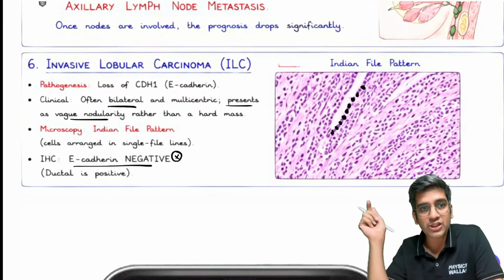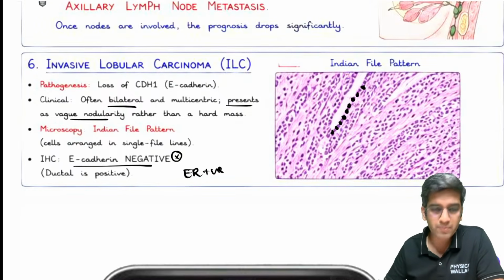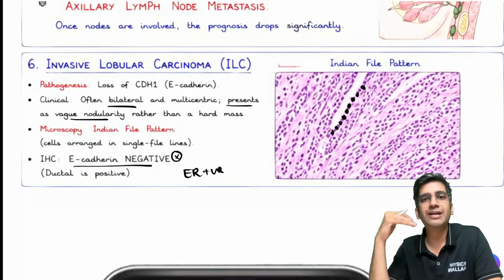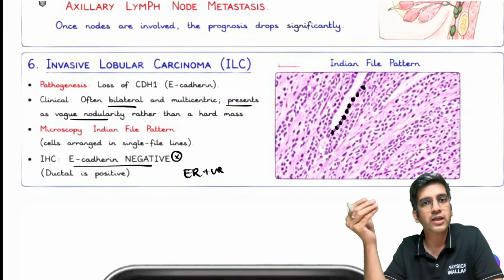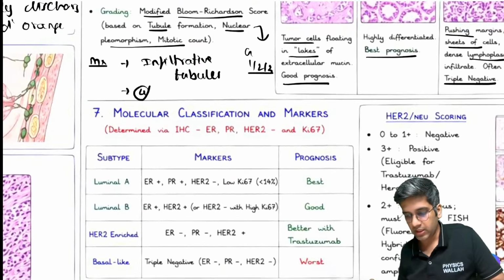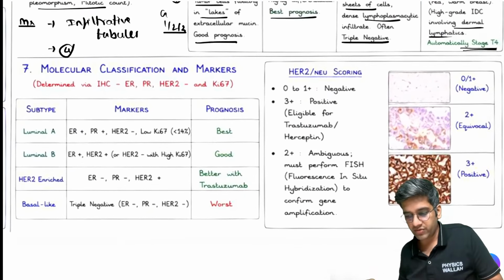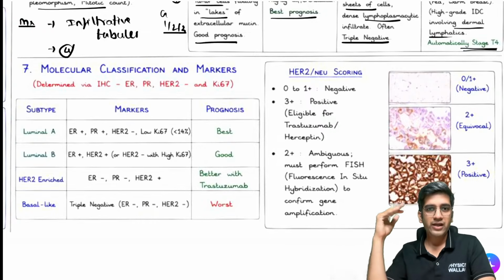Fine. In ductal carcinoma, E-cadherin will be positive. These are also ER positive tumors only. The prognosis in early stage is better, but in later stage, because of metastasis, the prognosis drops. Because like we just now read, this can become Krukenberg's tumors and can go and involve them as well. Fine. Perfect.